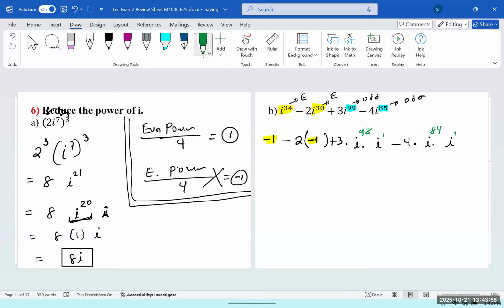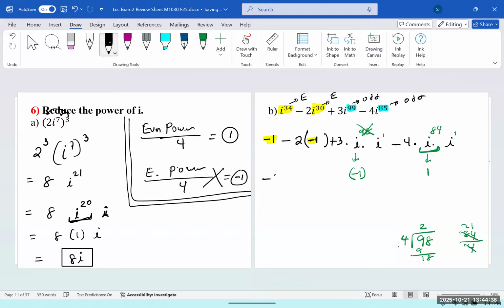And then you ask the same question. Can we divide 98 by 4? Let's see. 4 goes into 9 twice, we get 1 remainder 18. Can you divide 18 by 4 evenly? So this is not divisible by 4. So what do we get from the i to the 98? -1. And then we have 84. Can you divide 84 by 4 evenly? Yes, it's 21. So what do we get from 84? +1.